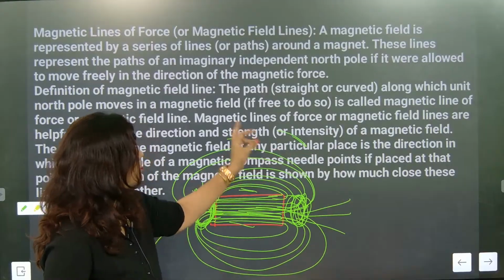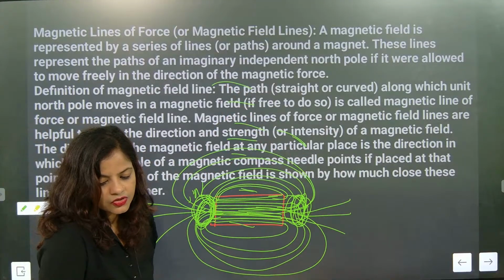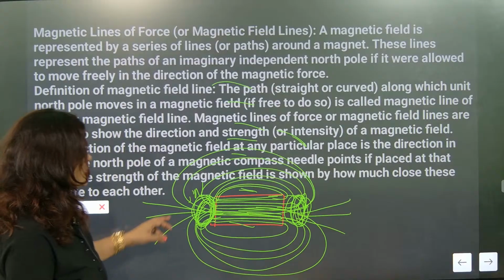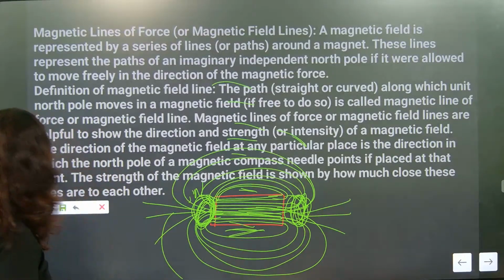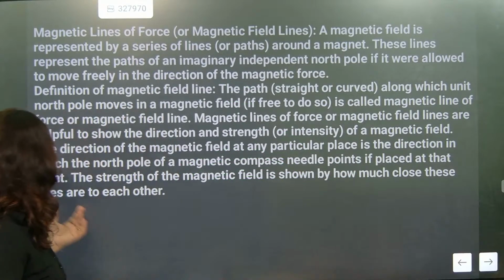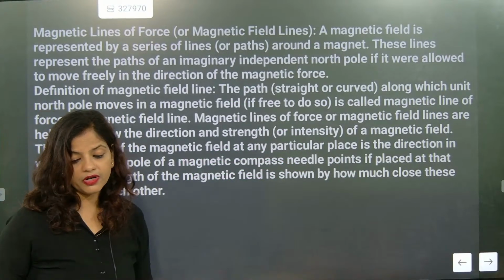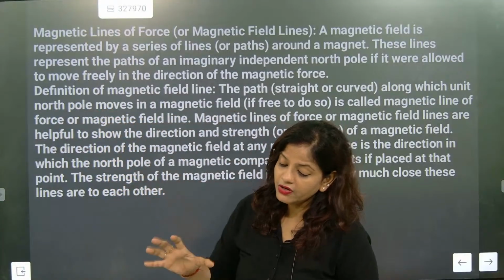The farther you go, the weaker the magnetic field lines become. Understood? Near this area you will not find any magnetic regions. The strength of the magnetic field is shown by how close these lines are. This is the most important thing. The closer these lines are, the stronger the magnetic field will be, beta.